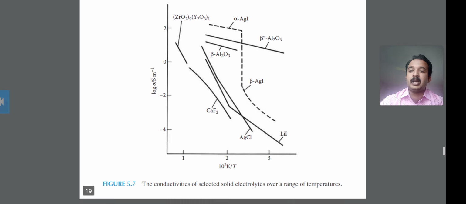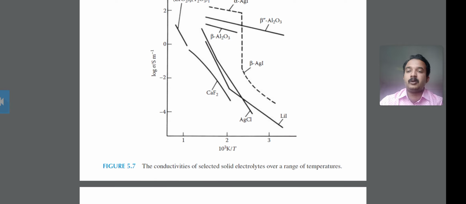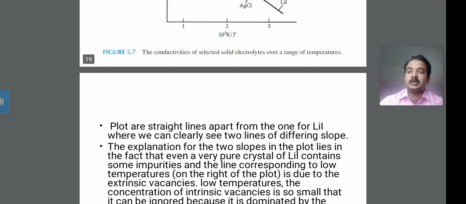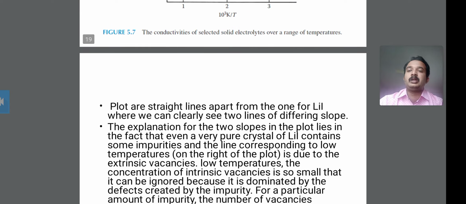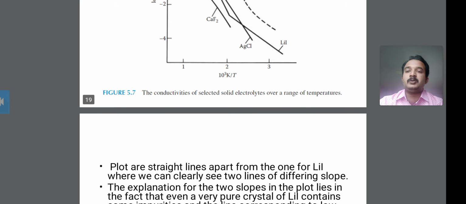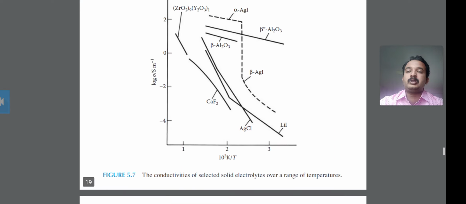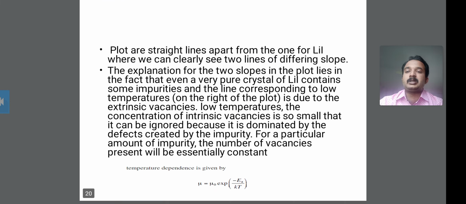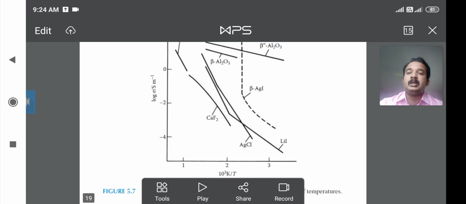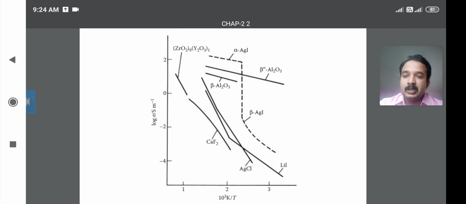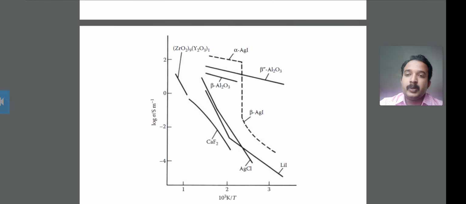This is the diagram of the conductivity of selected solid electrolytes over a range of temperature. The plots are straight lines, apart from that of lithium iodide, where we can clearly see two lines of differing slope. Look at this lithium iodide slope: it shows two lines.